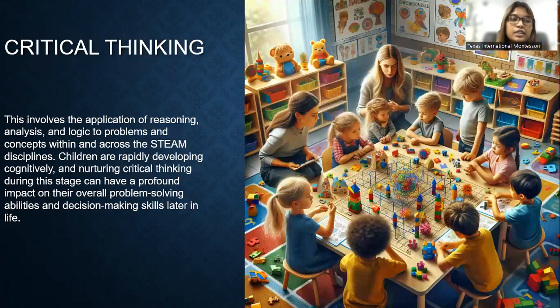Next is critical thinking. This involves the application of reasoning, analysis, and logic to problems and concepts within and across the STEAM disciplines. Children are rapidly developing cognitively, and nurturing critical thinking during this stage can have a profound impact on their overall problem solving abilities and decision making skills later in life. And so, because of STEAM, children start becoming critical thinkers. They try to analyze this, they try to find the connectivity between different concepts. So, through all of these things, they become good problem solvers. And in the future, they become good decision makers also.